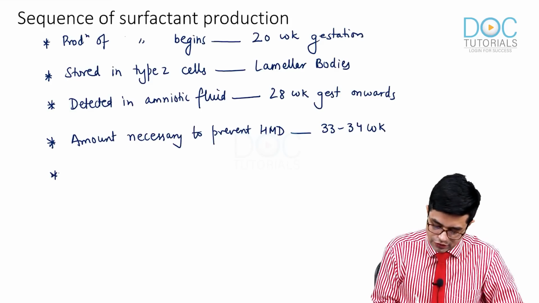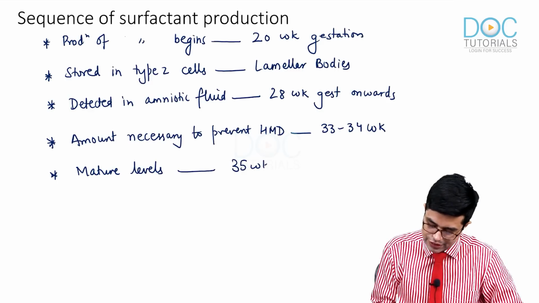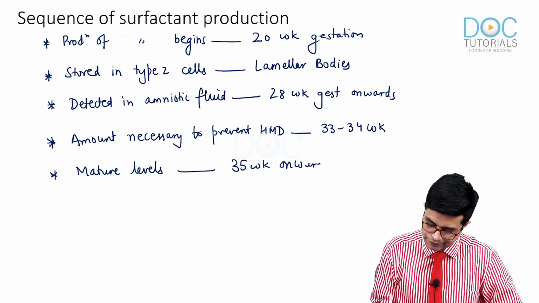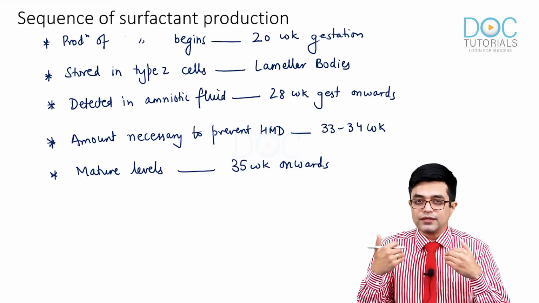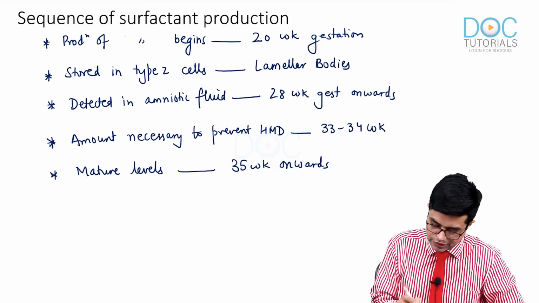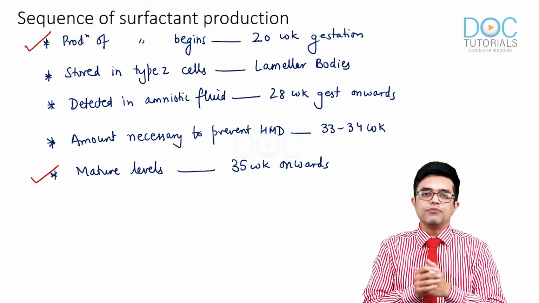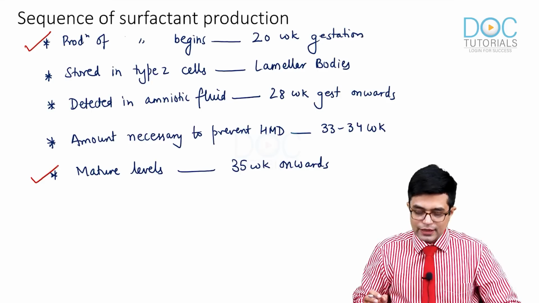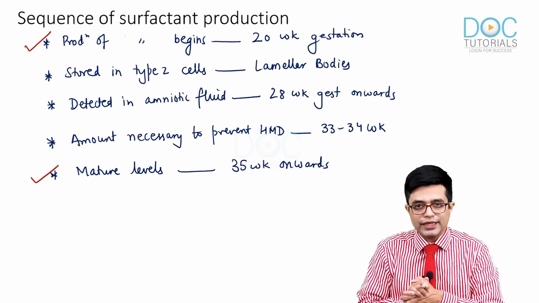And finally, mature levels of surfactant are attained at what age? They are attained at 35 weeks onwards. And right now, as I am speaking and you are listening, surfactant is being produced in us continuously. So this point and this point have already been asked as one-liners in your MCQ entrance exam. With this background in mind, we'll be discussing the HMD topic in detail.